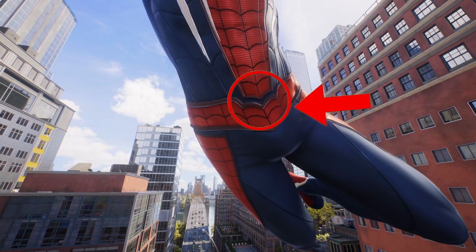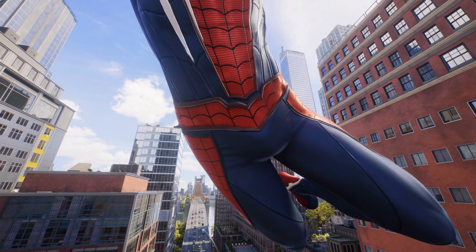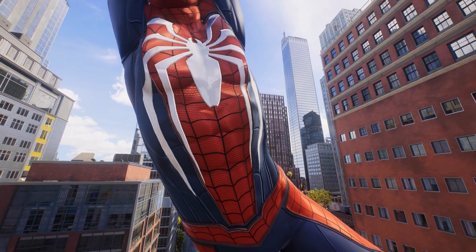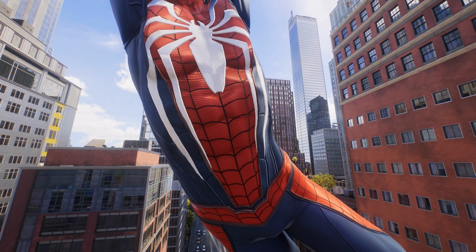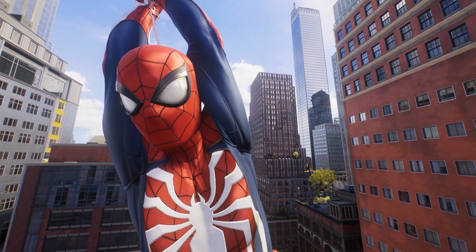Look at the belt. Why is it disconnected right here? It breaks the entire flow of the suit. And again, underneath the belt on the sides, random red portions. It's like, damn, the legs are too blue. We need to put some red there.